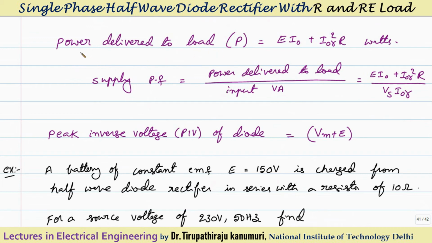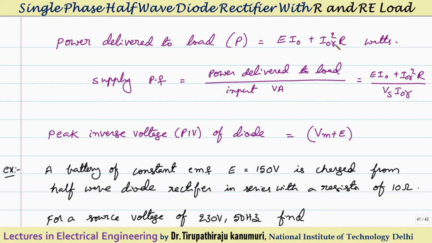So now coming to the power delivered to the load. Your load is having two components, one is the resistor and the second one is the battery, right? So the battery will charge, because battery voltage is E, multiplied by the average current. That's why I am taking the average value of the current, that is I naught. Whereas in the resistor, the power is dissipated due to the RMS value.